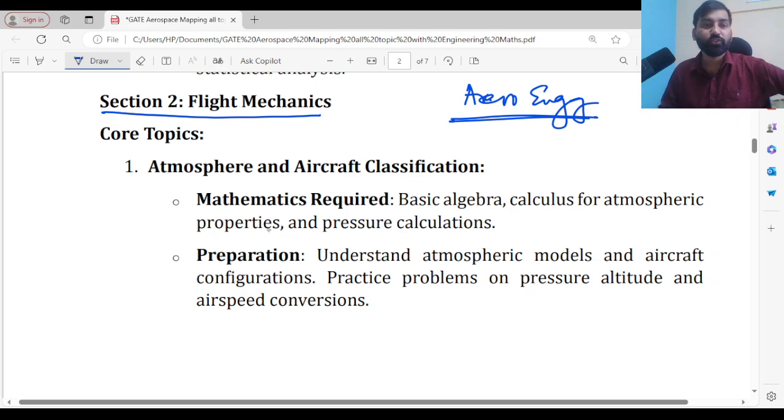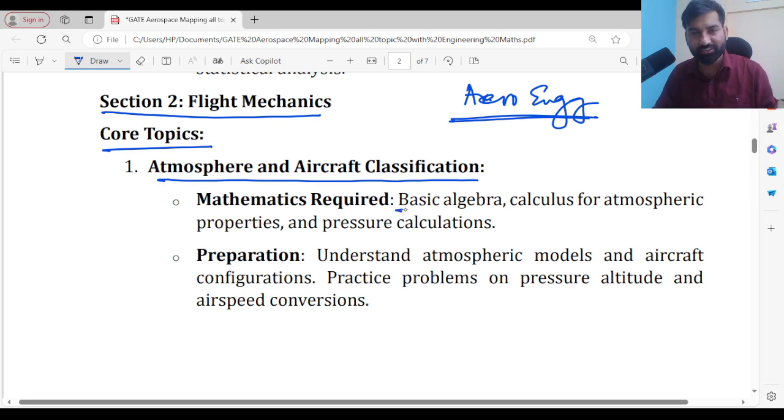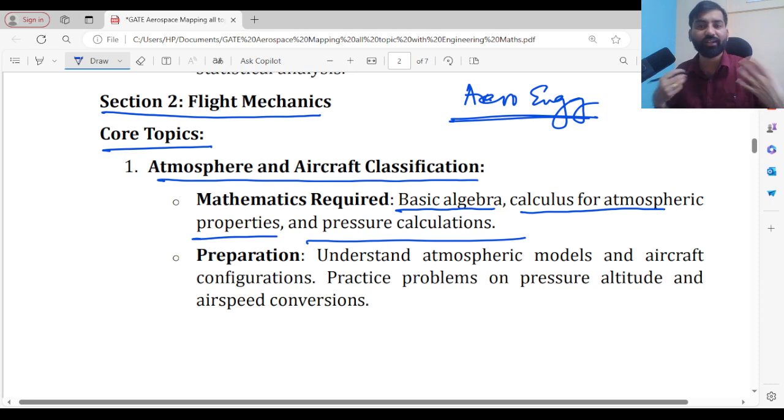Understand? So you see here the core topic is under section 2, flight mechanics. There is atmosphere and aircraft classification. So what are the mathematics topics that you need before you get started with this chapter? In fact, you must be good at basic algebra and calculus for atmospheric properties and pressure calculation, right? So you should be good at calculus as well as basic algebra, simple.